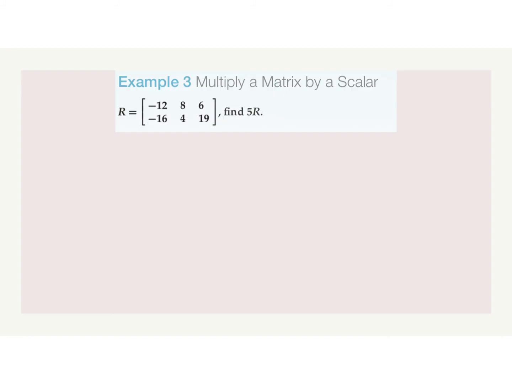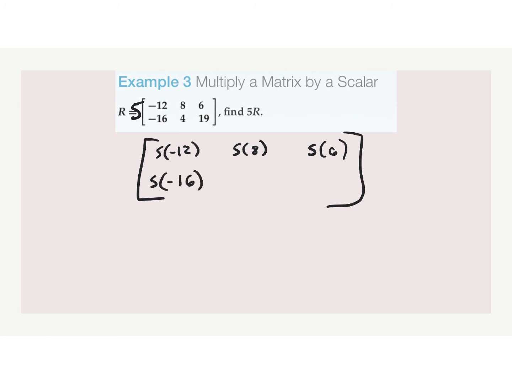So here it asks us to find 5r. So we're multiplying everything here by 5. So this would be negative 12 times 5. 5 times negative 12, 5 times 8, 5 times 6, 5 times negative 16, 5 times 4, and 5 times 19. So we just have to multiply them all together.